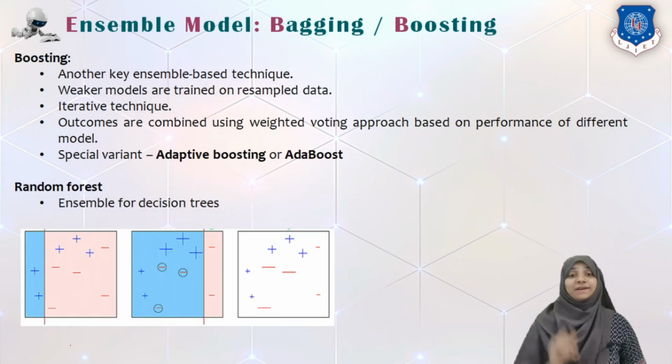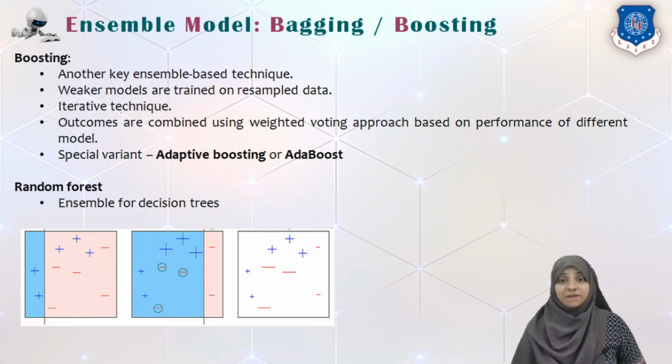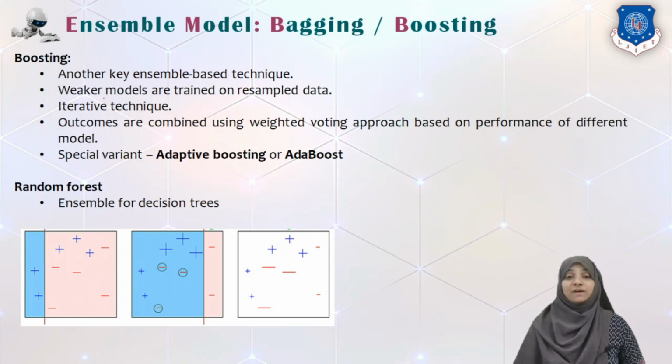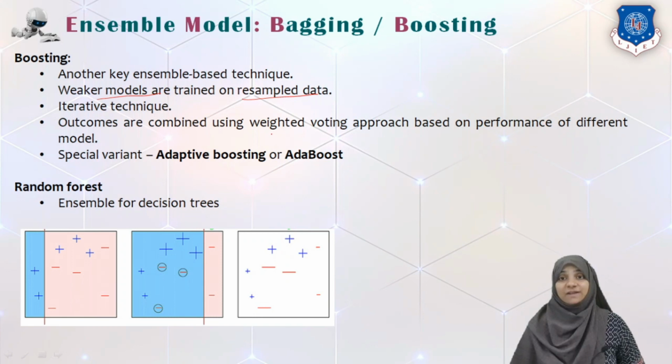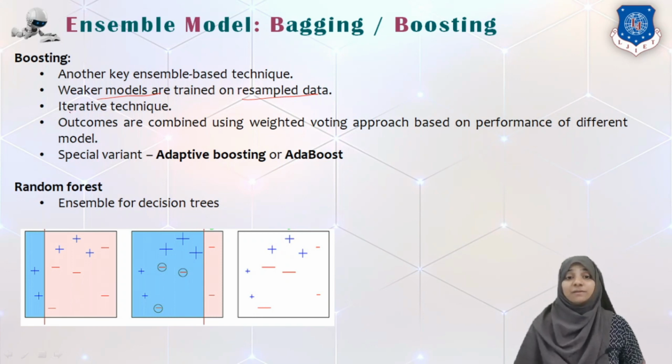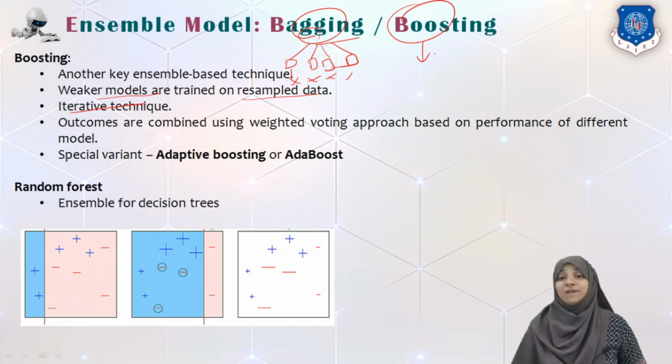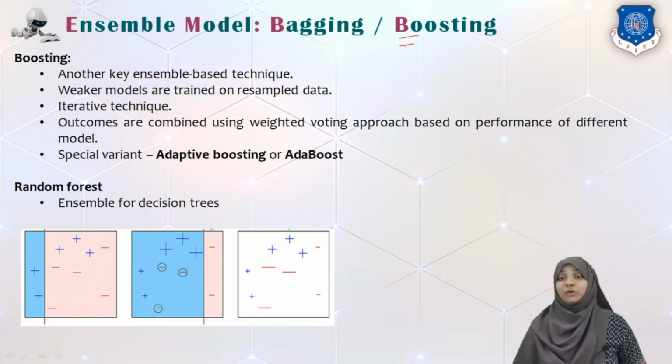classifier. Now let us understand another ensemble model that is called boosting. This is another technique for ensembling, where we are training our weaker model on resampled data. So data are always resampled, and please note that it is an iterative technique while bagging is a parallel technique. Data sets are generated in different forms and they are given to different algorithms in bagging. But in boosting, what will happen? Say we have a data set and this data set is given to a particular model.